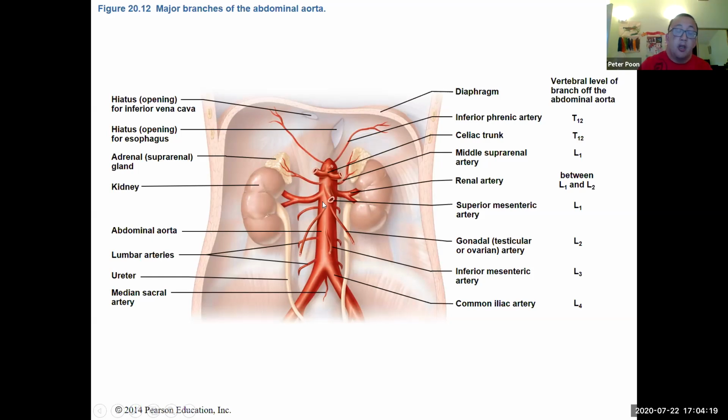The renal arteries are ginormous because when you're resting, about 20% of your blood volume goes to filtering. Okay, and then lastly, this little thing is the inferior mesenteric. Okay.